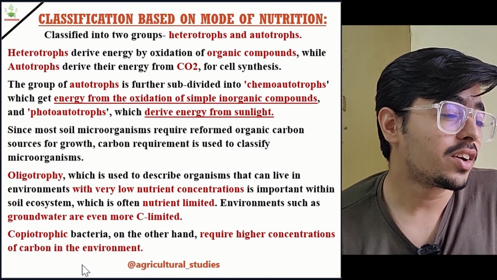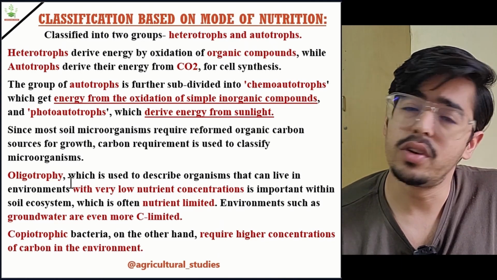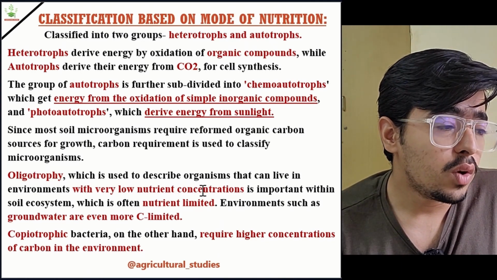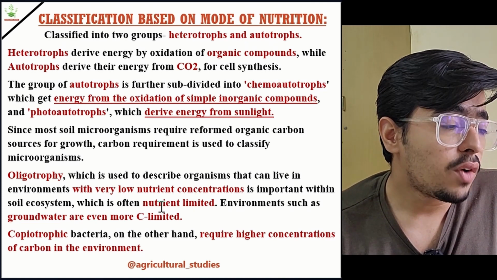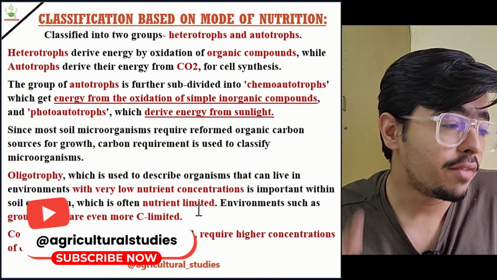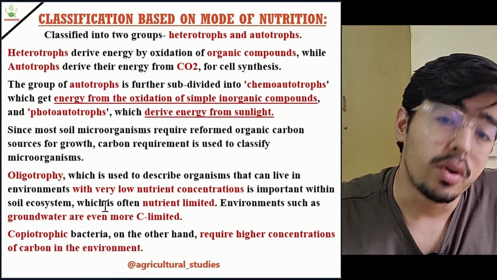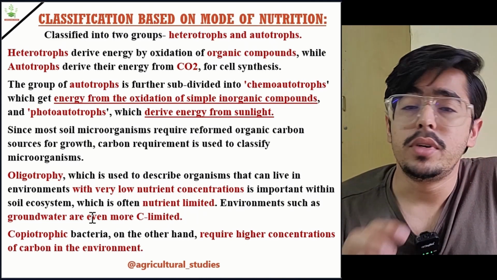When there is a very low concentration of carbon, we say them as oligotrophic. A very low nutrient concentration is important within the soil system, which is often a nutrient-limited environment. When there is a nutrient or carbon limited environment, it is called an oligotrophic environment. So here the oligotrophic term is really important.